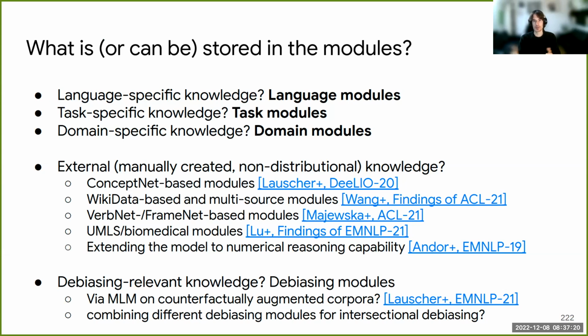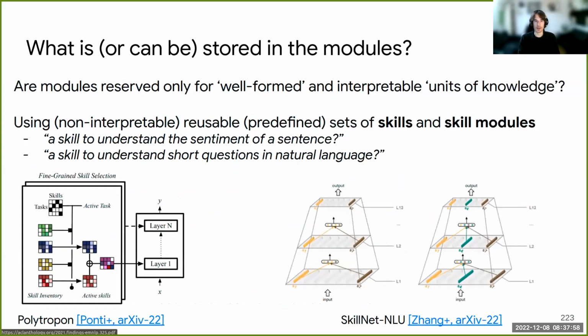So what can be stored in the modules? We typically talked only about language information, task information, domain information, but we can also store external knowledge into those modules that come from manually created databases. So people have tried to do that. We already talked also about storing some debiasing related information so that you can actually do even intersectional debiasing. So imagine a scenario where different knowledge about different biases is captured in different modules. So we can then stack all these different modules together and do intersectional debiasing without hurting model performance, because everything is actually kept apart from the base model.